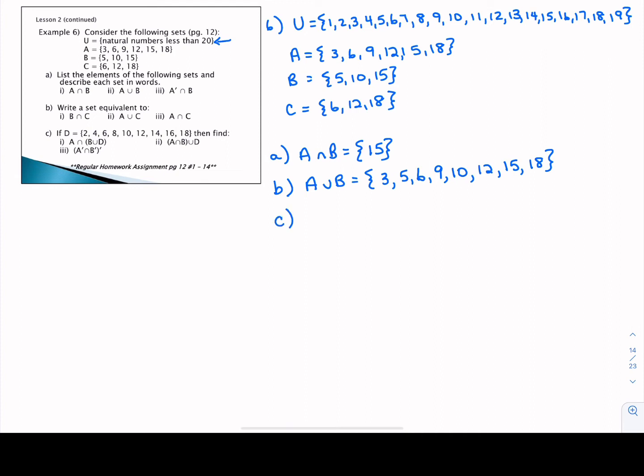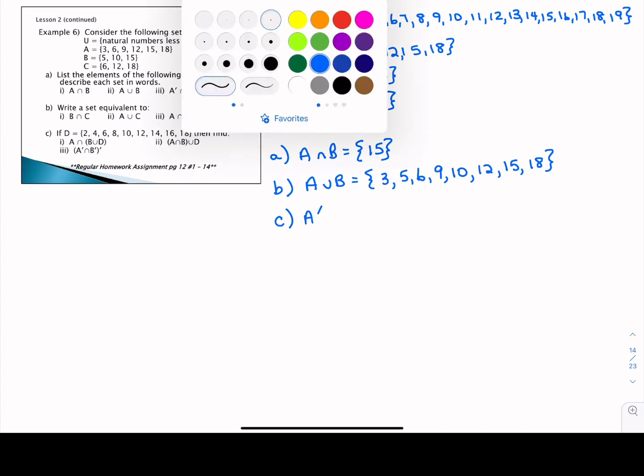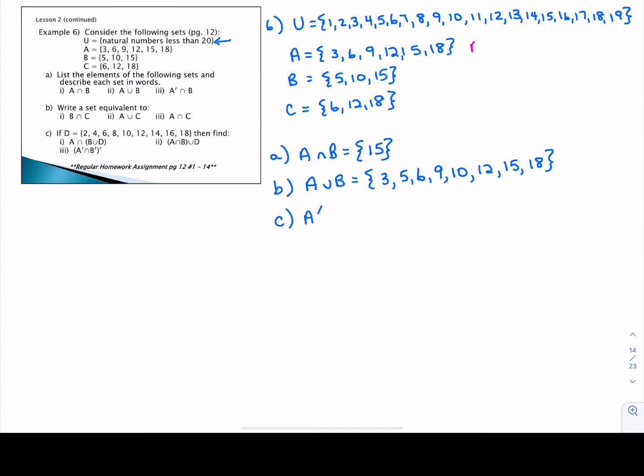I just want to remind you that when you see an A with a little apostrophe, what that means is the complement of A. So what we're saying is it can't be an A, but it's everything that's missing when we compare to the universal set. So in a different color, right at the top row, I'm going to write out what not A looks like. So the complement of A, again, you compare against the universal set.